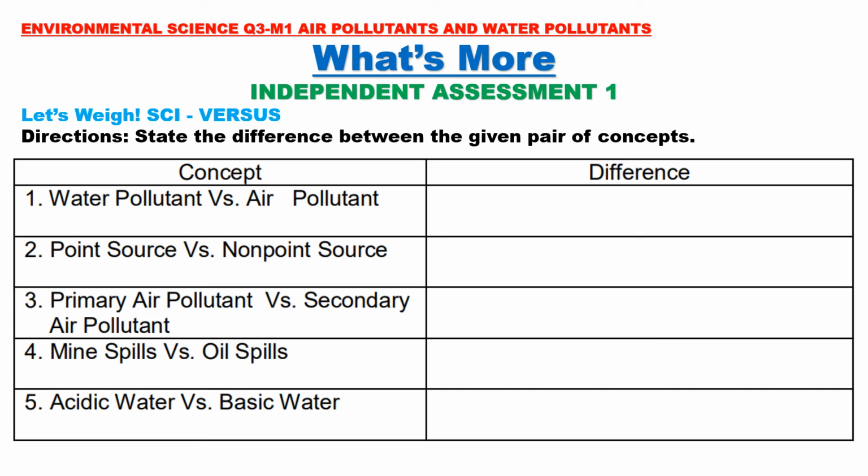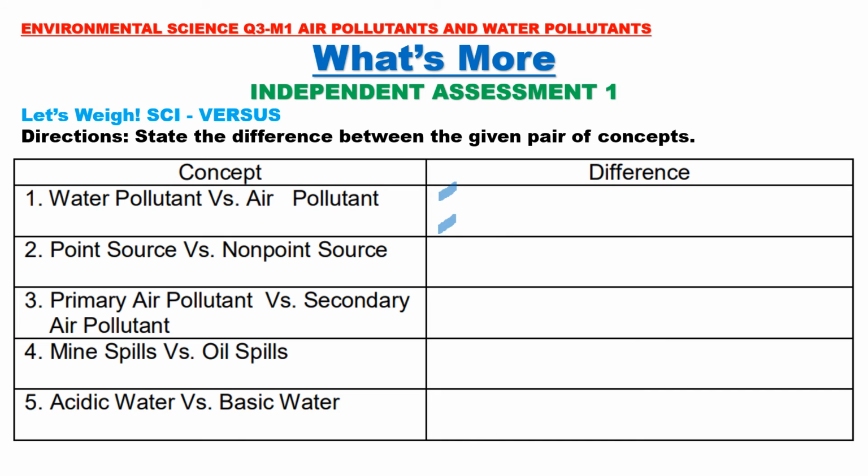Next, Independent Assessment 1, Versus. State the difference between the given pair of concepts. So, differentiate the two concepts in each item. Example, number 1, water pollutant versus air pollutant. So, just write in this box what a water pollutant is and what an air pollutant is.